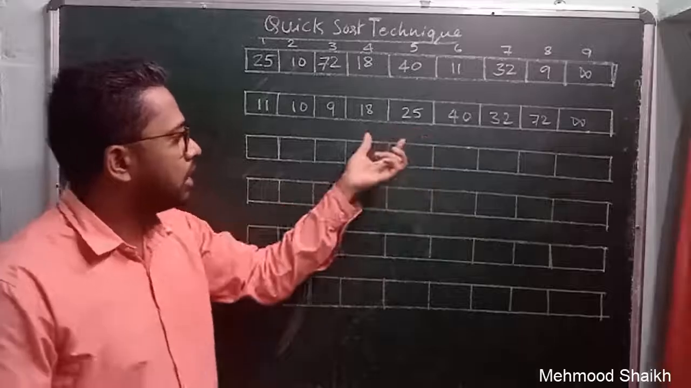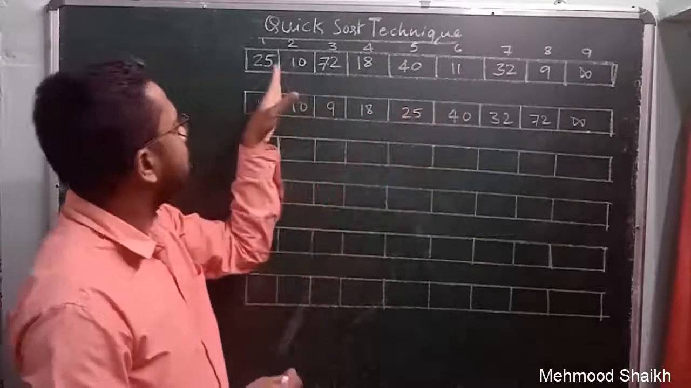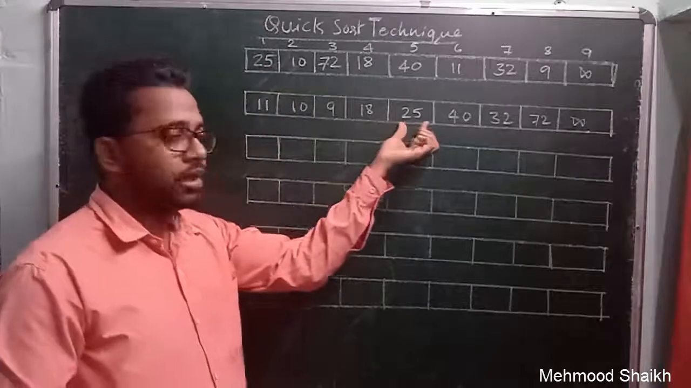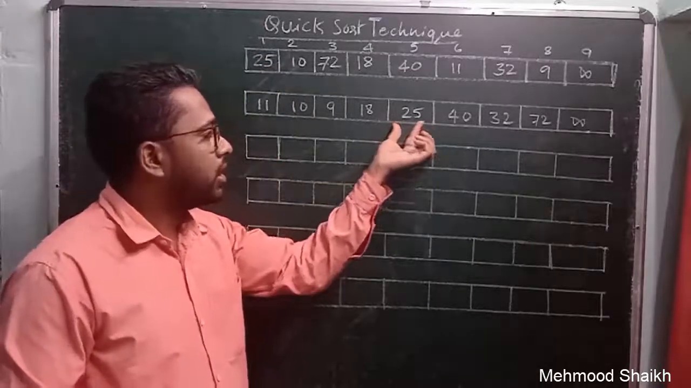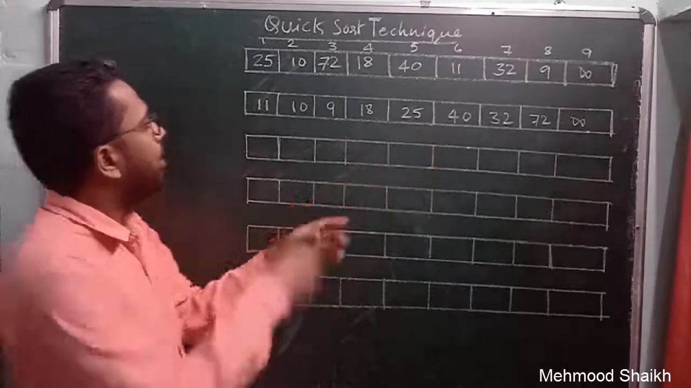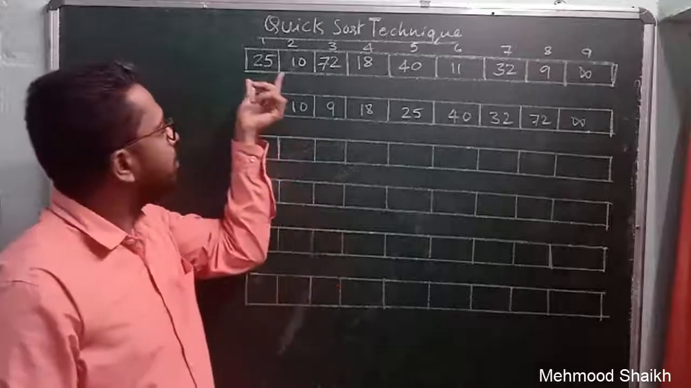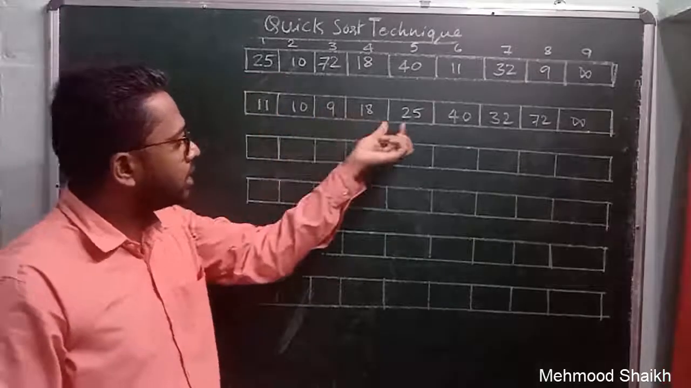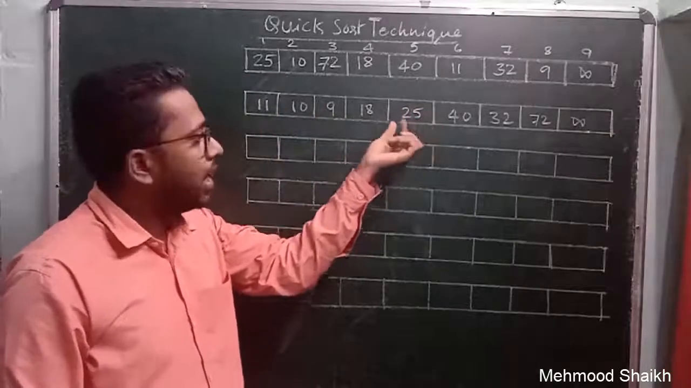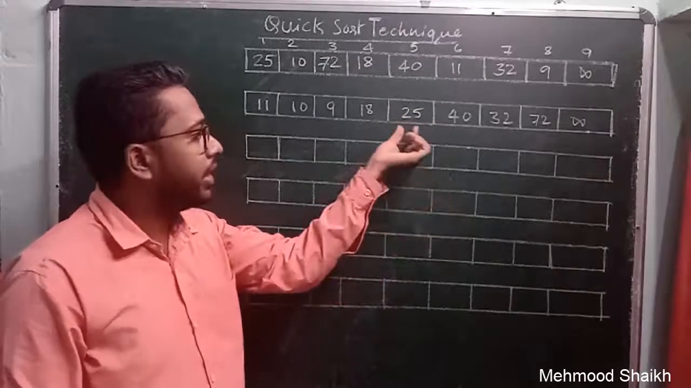As you can see here, just for the sake of proper understanding, I have adjusted the pivot element into its sorted position here, so that you will get better clarity. Now we have to consider this first element as the pivot element, and we have to bring this pivot element into its sorted position, and that position will become our partitioning index.